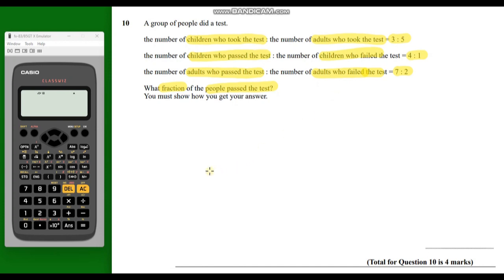So what we can do is set up a probability tree. You don't have to do this, this is just one option, but this is what I'm going to do. The first branch I'm going to look at is who took the test, so whether they were a child or an adult. We can look at the first line to tell us that.